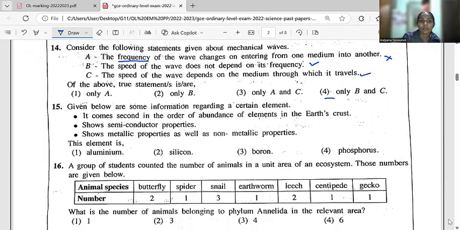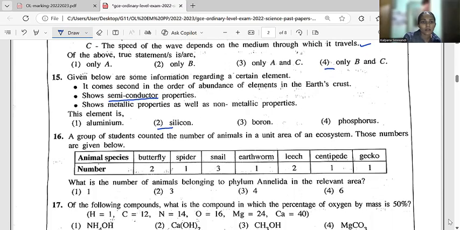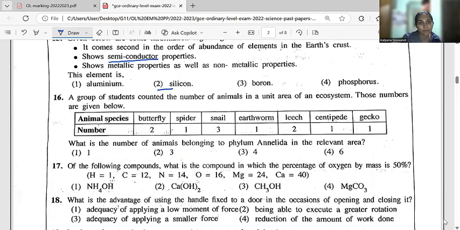For 15, given below is some information regarding a certain element. It comes second in abundance among the elements in the Earth's crust. It's a semiconductor. That's the point where we can find the answer. Semiconductive materials show metallic properties as well as non-metallic properties. From the word semiconductor, we can presume the answer is silicon. For 15, the second one is the answer.